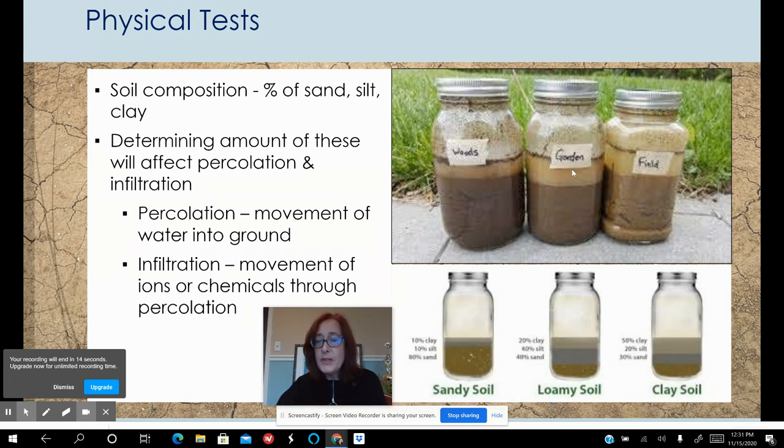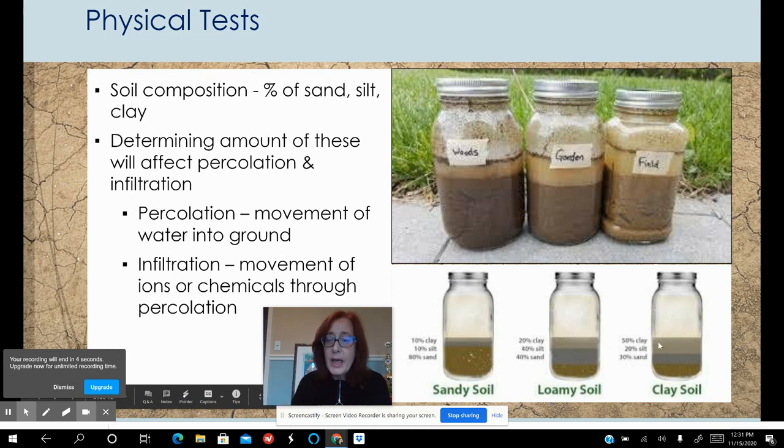You're going to be collecting 3 samples, and you're going to label them. We're going to shake them up with some water in them and let them sit, and then we're going to decide how you're going to measure them and what kind of soil it is.